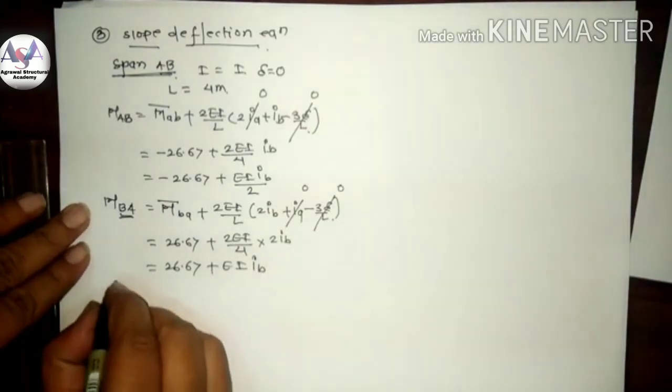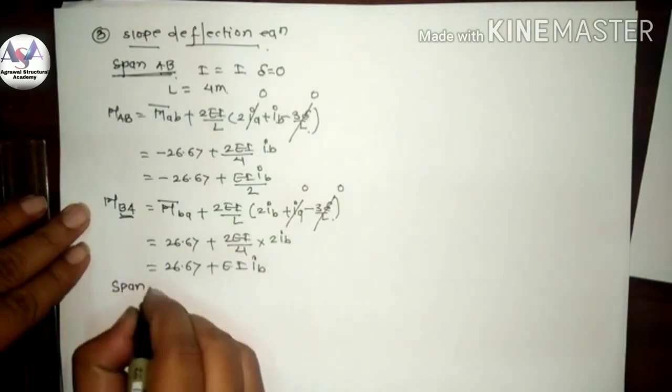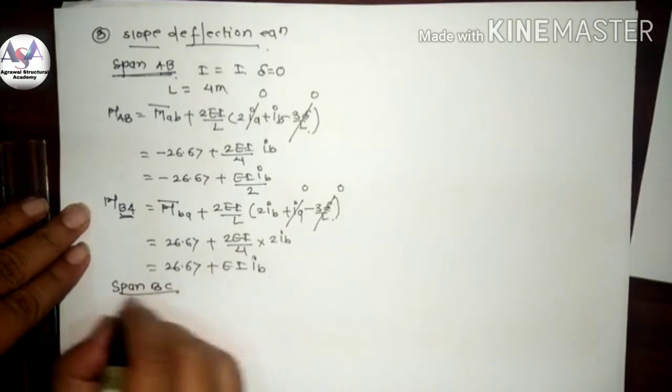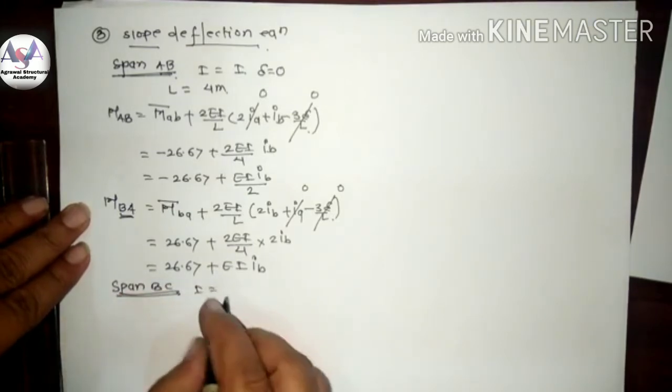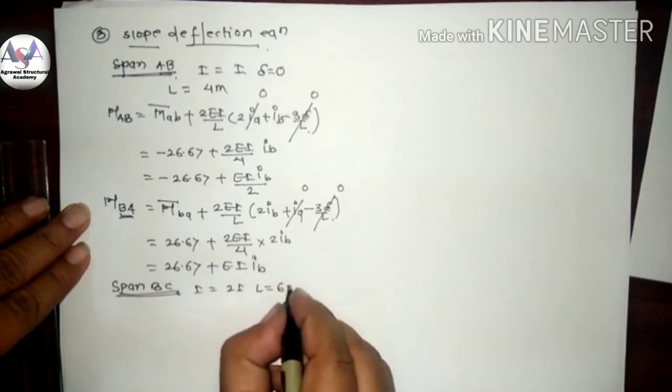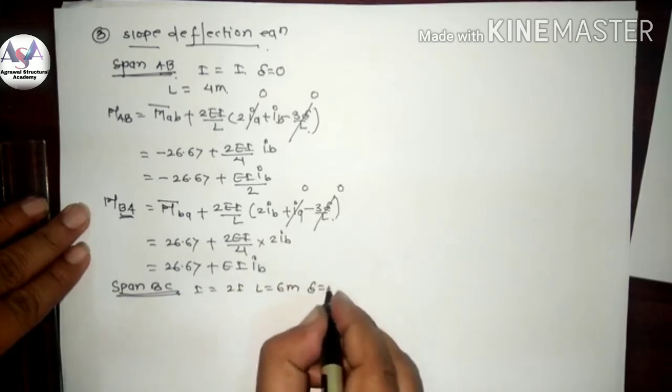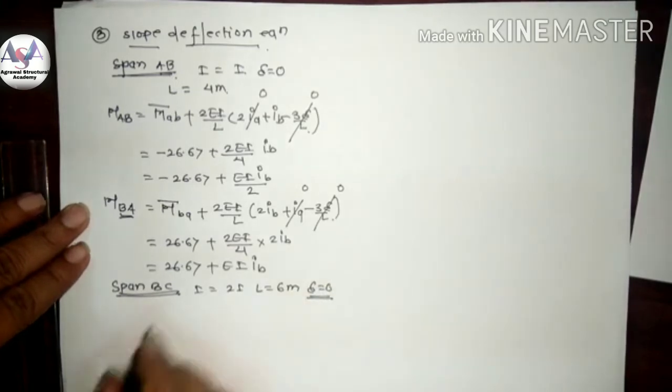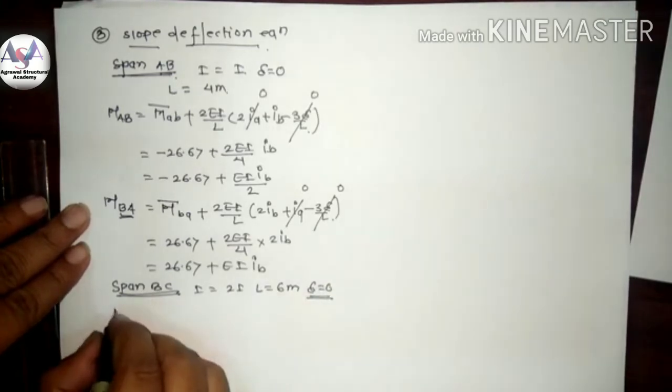Then span BC, same procedure. Here I is equal to 2I, L is equal to 6 meter, and here delta is equal to 0. Delta is not given. So span is BC, so M bar BC, M BC.